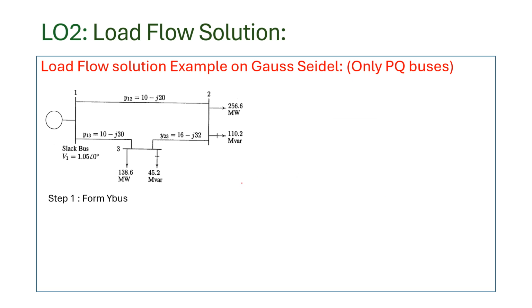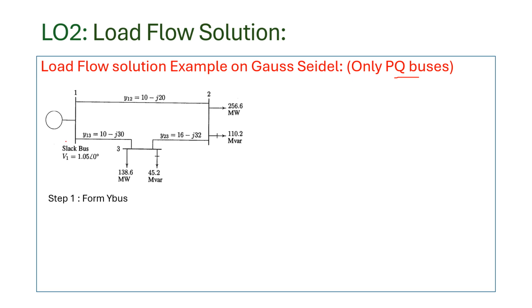In this video particularly, we shall deal with an example on load flow using the Gauss-Seidel method, and I will start with a simple problem, that is including only PQ buses. So here is one example. It is a 3-bus system.